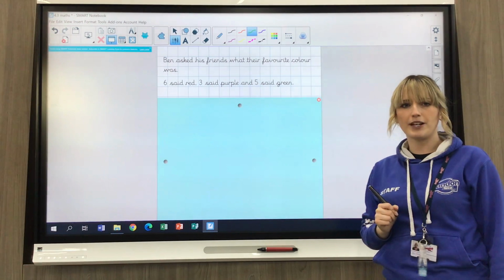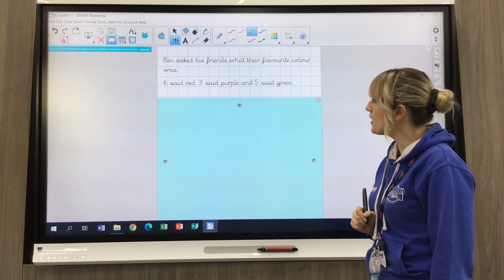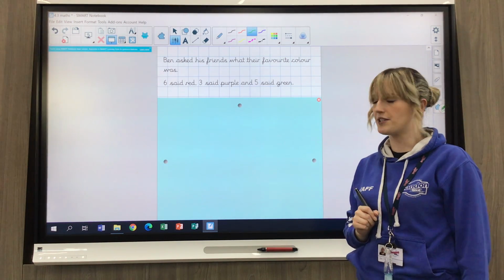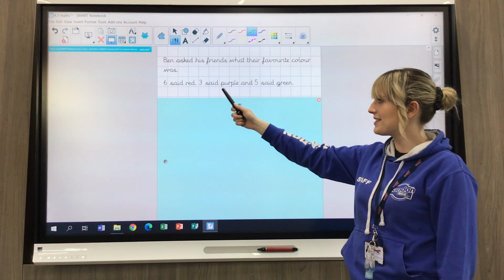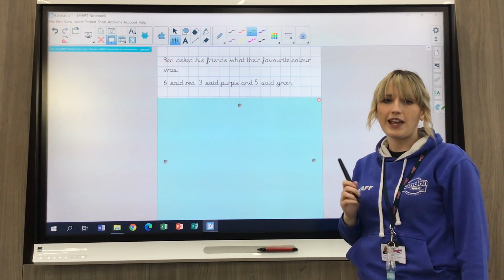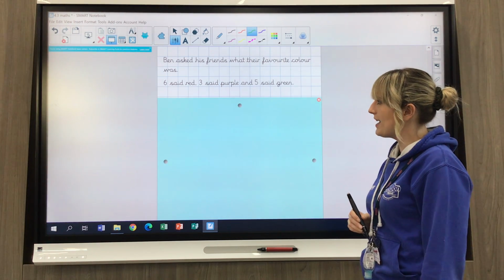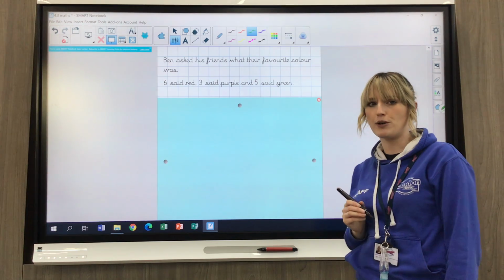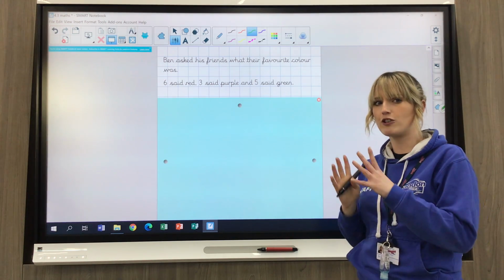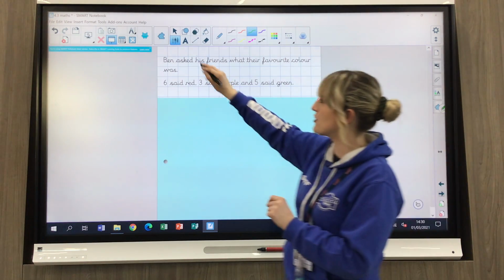So you've got a similar question to this. It says, Ben asked his friends what their favourite colour was. 6 said red, 3 said purple, and 5 said green. And it asks you to create a table, okay? So Ben asked his friends what their favourite colour was. So we're trying to find out favourite colours. 6 said red, 3 said purple, 5 said green.